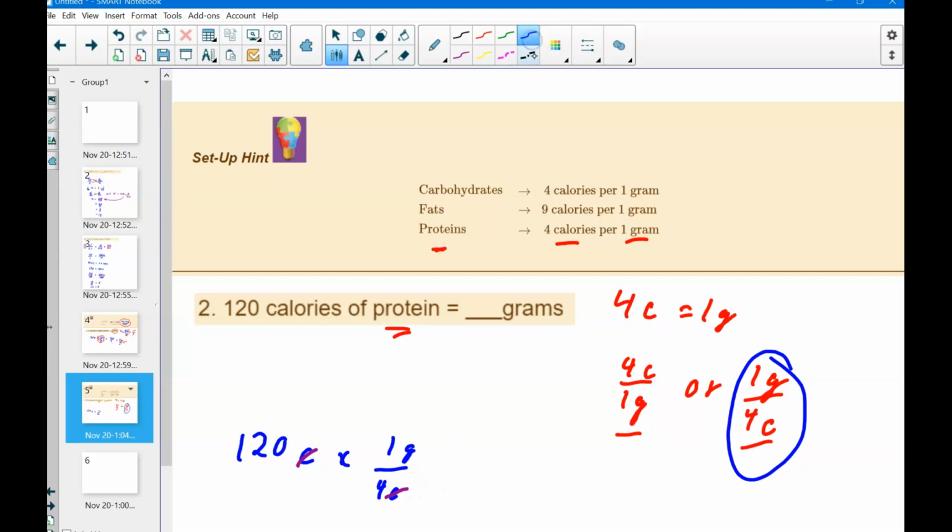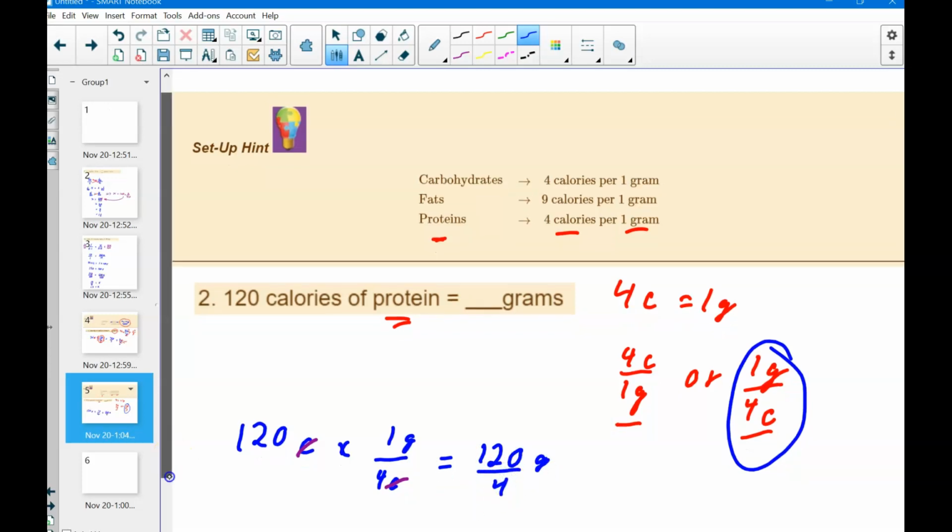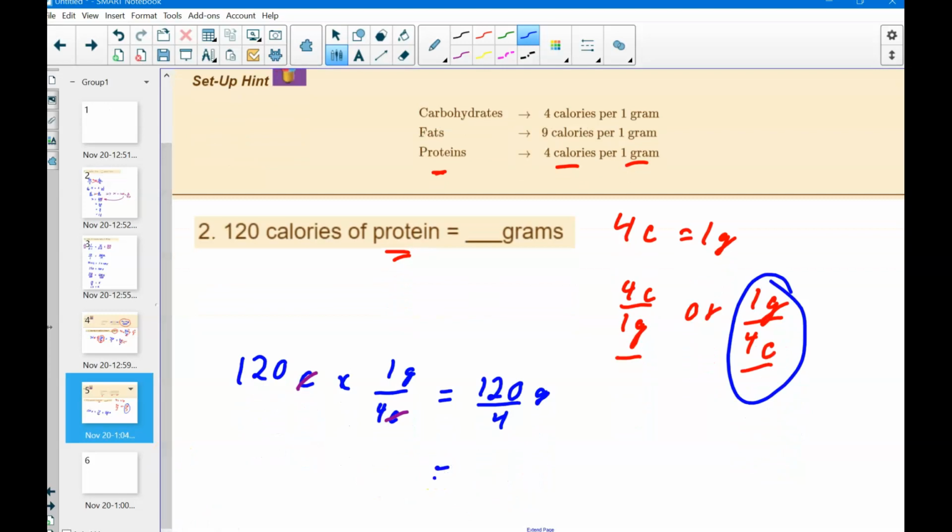That gives me 120 grams over 4. Therefore, I get 30 grams. Are you with me now? Awesome.